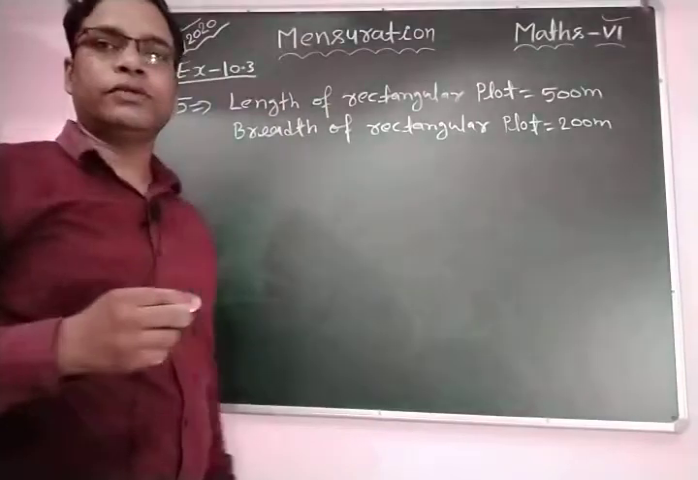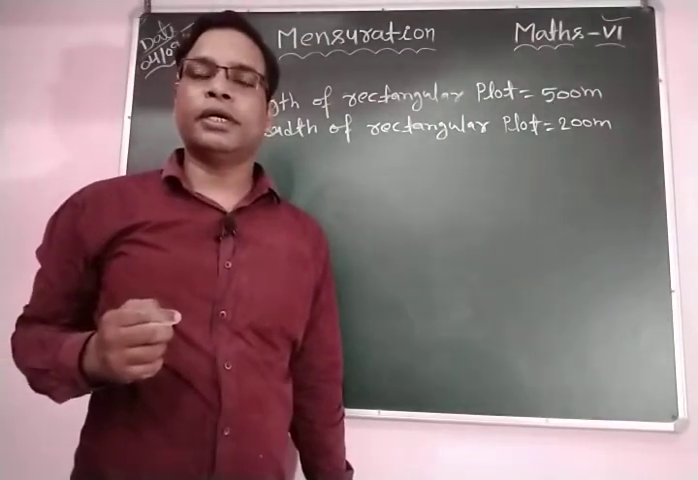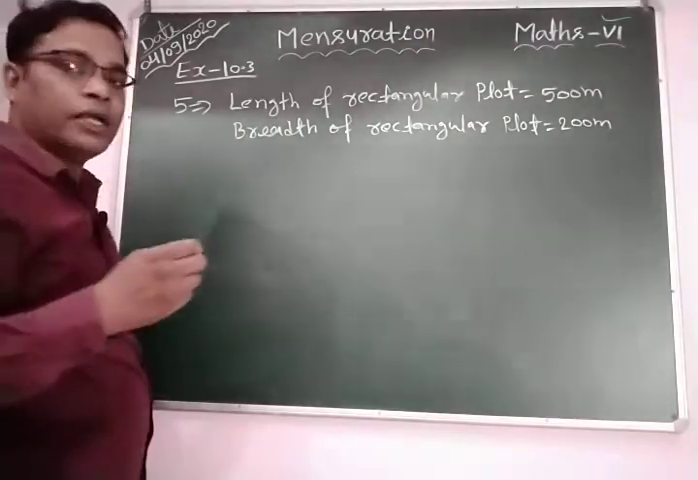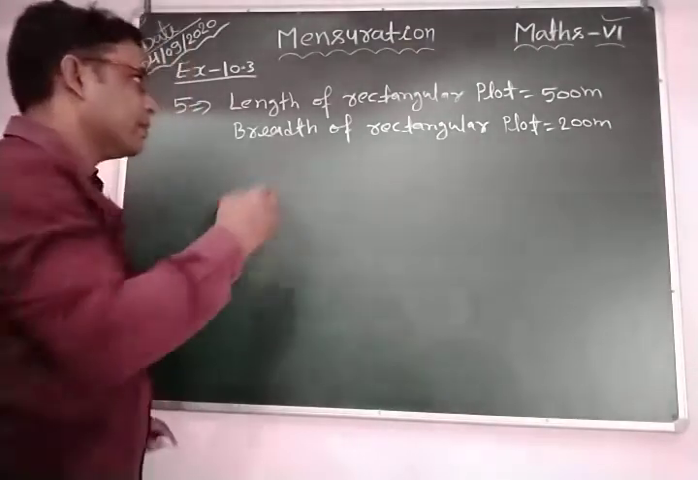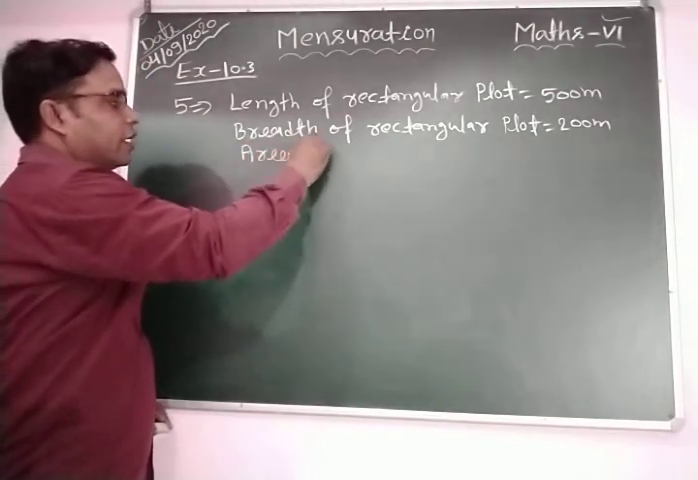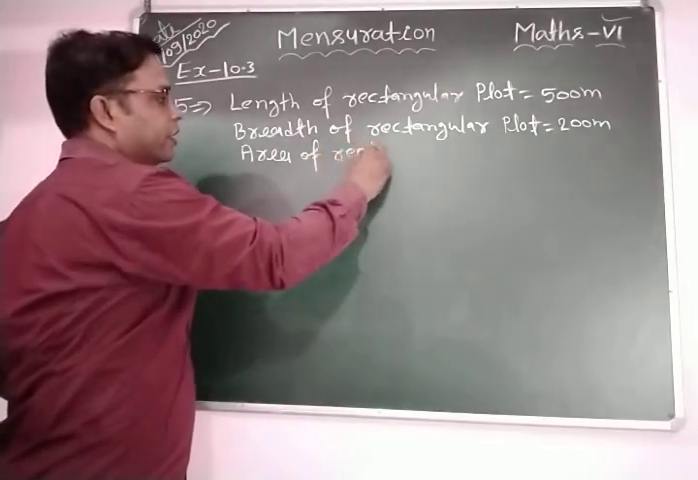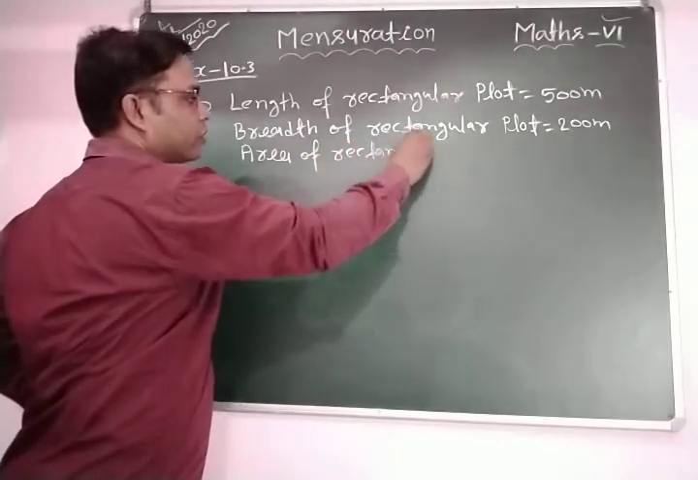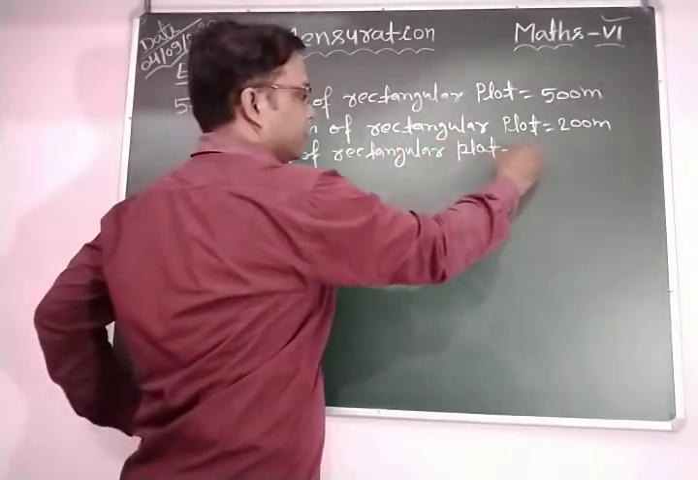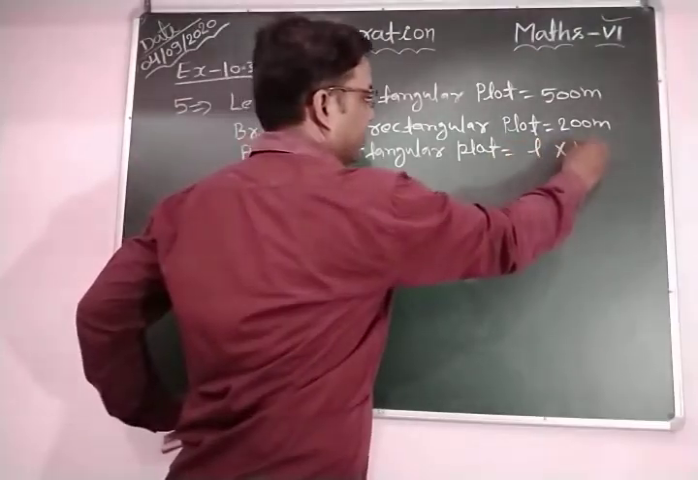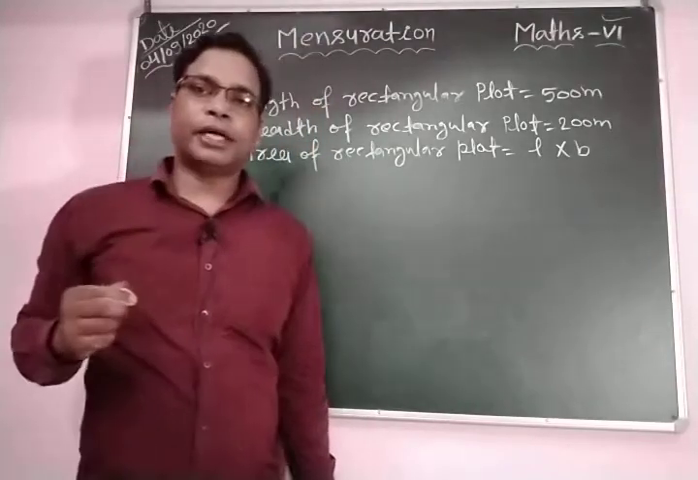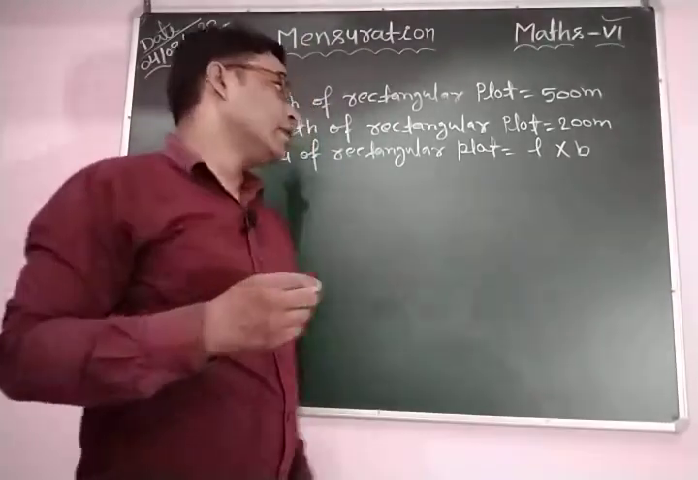Okay, so first we need to find the area of a rectangular plot. What is the area of a rectangular plot? We know very well, it is length into breadth. So the area of a rectangular plot is equal to length into breadth, where L represents the length of the rectangular plot and B represents the breadth of the rectangular plot.